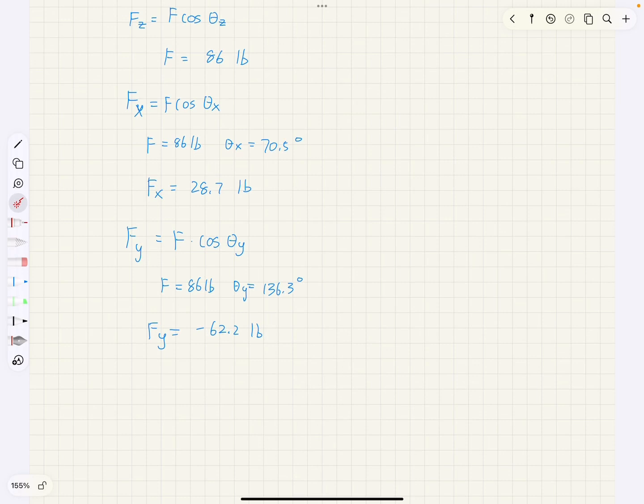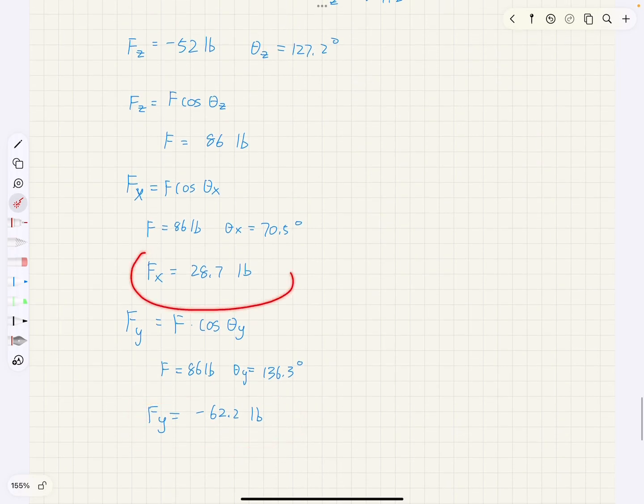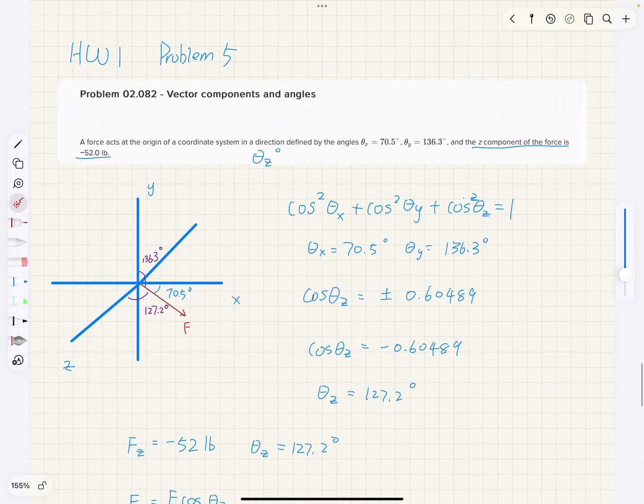So this actually makes sense because we have negative F of y and positive F of x, and also the negative z component force. So we have this vector with a positive x component, negative y component, and negative z component, which when they combine together, adding up, we have this resultant force F.